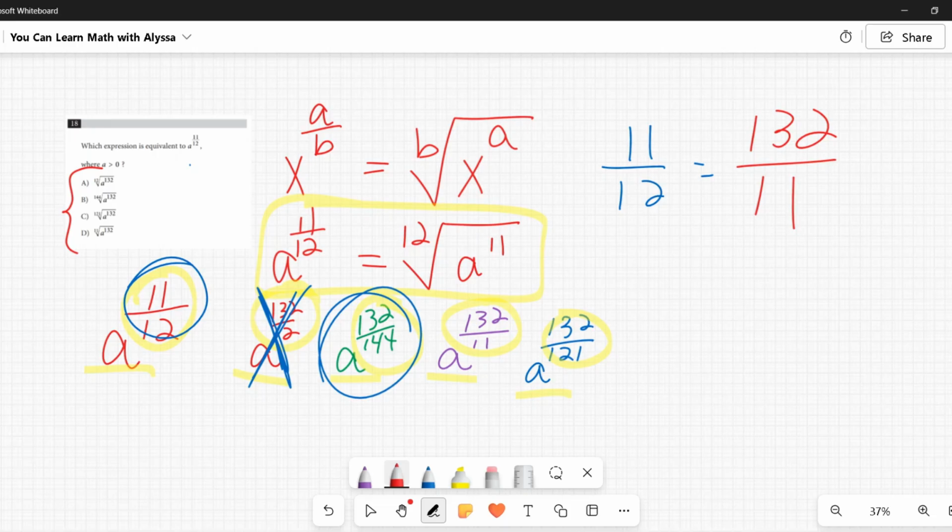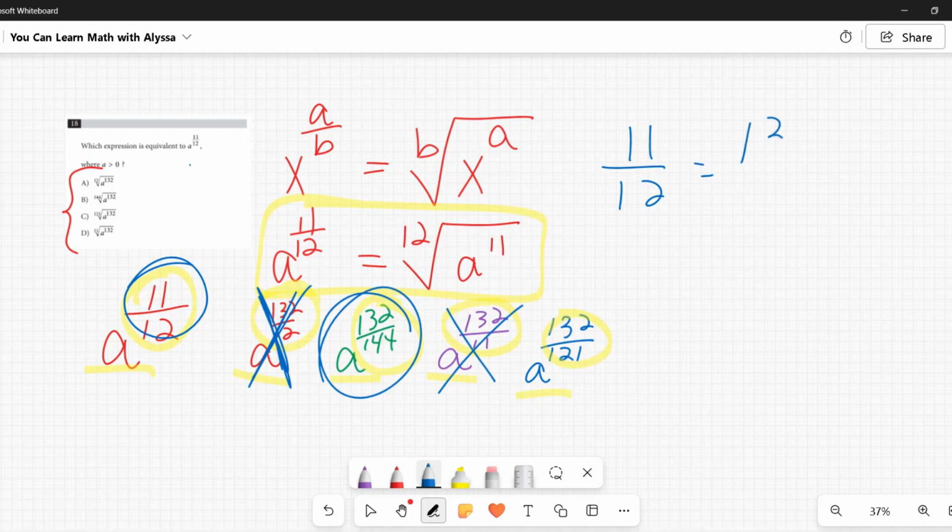Nope, same sort of thing. There's no way this could be the same as this. If I was to simplify it, this 11 on the bottom cannot simplify to 12. That's impossible. It's already smaller than 12, so it can't get smaller to become 12. And the 132 would have to get smaller to be 11. No, that's not possible. That one is out.